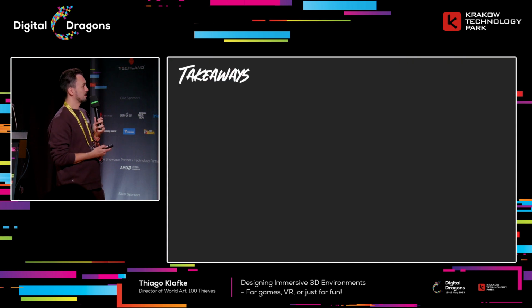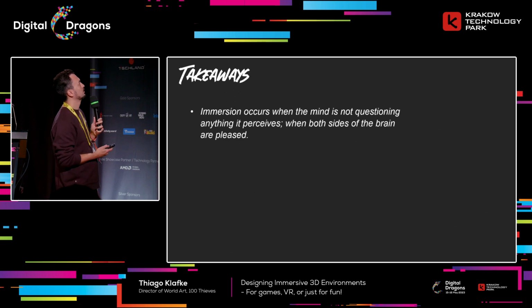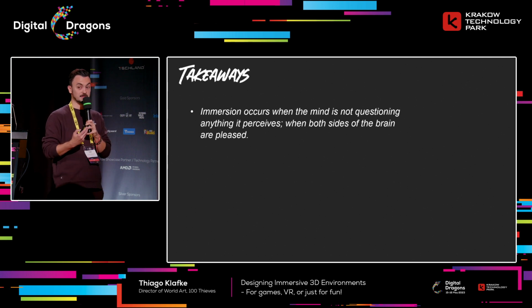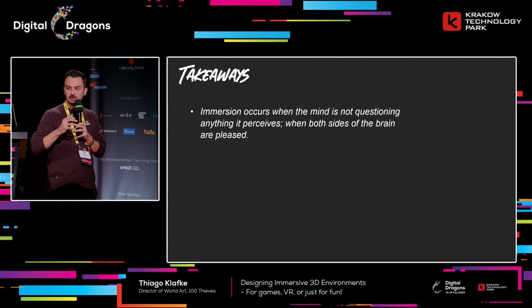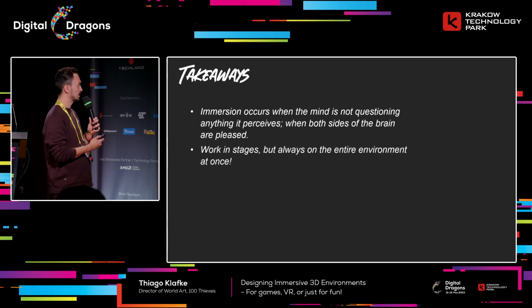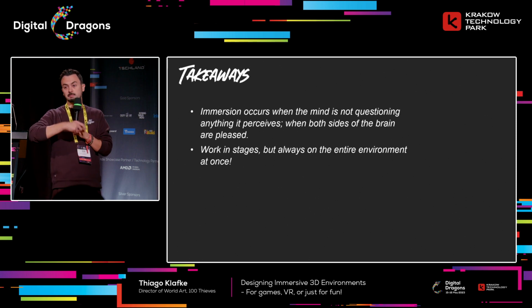Yeah, so that's the environment. I wanted to finish the talk with some takeaways, what we're going to take from this, right? Immersion occurs when the mind's not questioning anything it perceives, when both sides of the brain are pleased. That's what I was talking about with the logic and stuff: if you nail this, you're not going to have a problem. The art doesn't need to be amazing, it's just the combination of things that creates this sense of immersion.